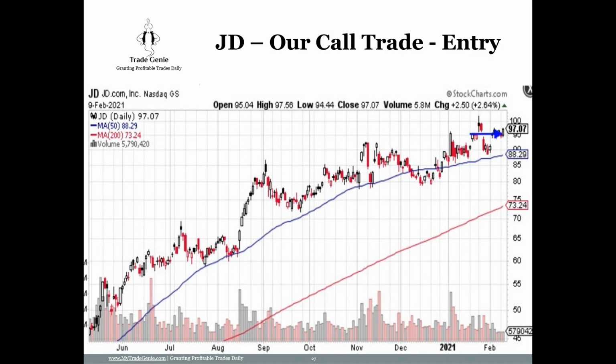Here's another one, JD. When Alibaba is moving and Amazon is moving, maybe JD is also moving. So look at all those. Maybe there's news from China. It went sideways and then started moving. Maybe there was option volume. Maybe Alibaba was also moving, maybe Amazon moving. JD is called the Amazon of China.